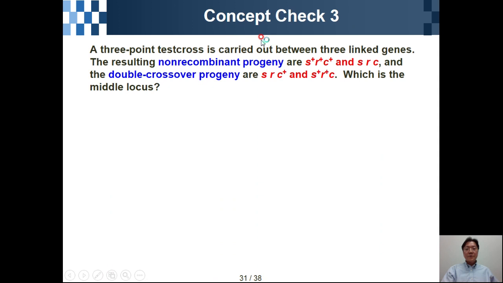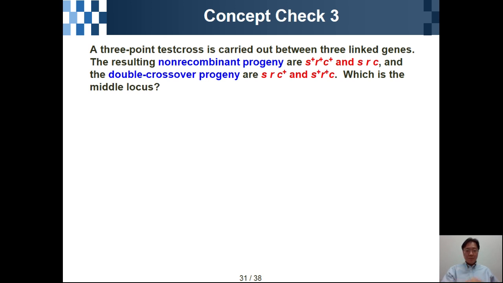So in this slide, we will solve concept check 3. The question is that a 3-point test cross is carried out between 3 linked genes. The resulting non-recombinant progenies are S plus R plus C plus and S R C, and the double crossover progeny are S R C plus and S plus R plus C. So which is the middle locus?